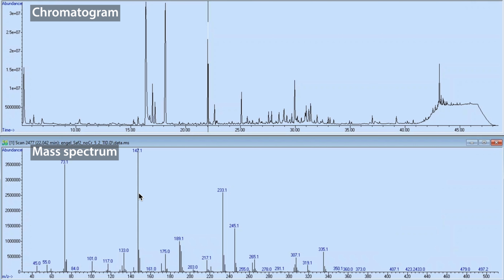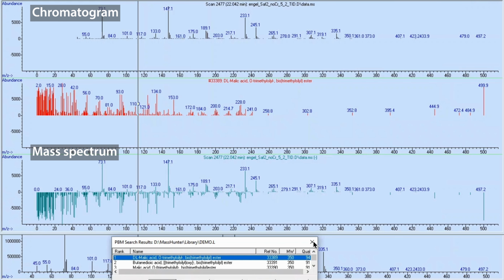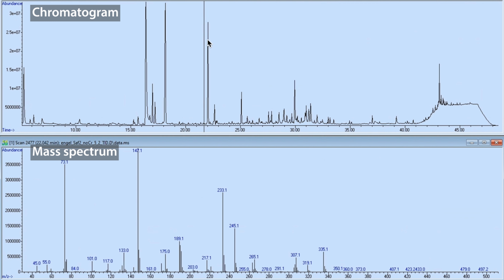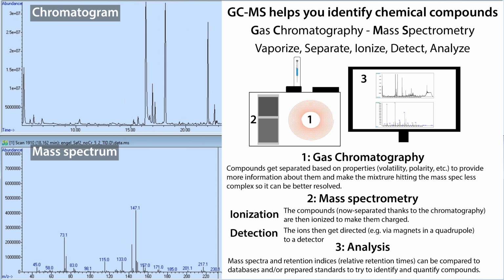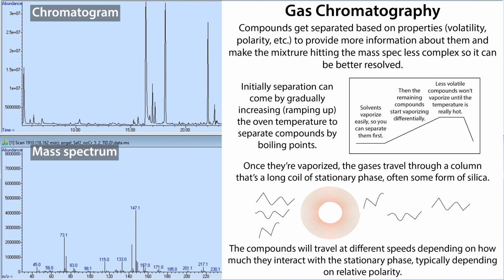And then down here, we're looking at the individual ions at that point in time. So each point in time on the chromatogram will have a corresponding mass spectrum. On the mass spectrum, our x-axis is m/z, our mass to charge ratio, whereas on our chromatogram, the x-axis was time. The peaks in the chromatogram are representing, ideally at least, individual compounds, and the compounds are getting separated through the gas chromatography step, both by their boiling points as well as by their interactions with the column.